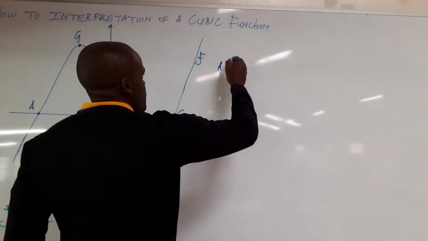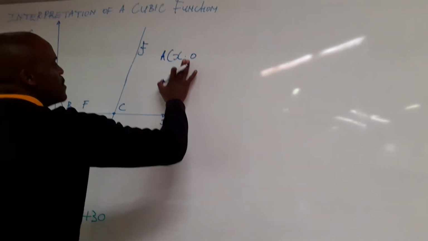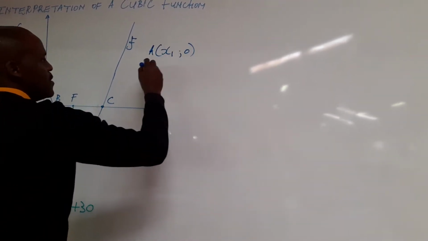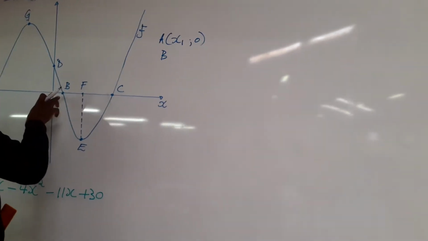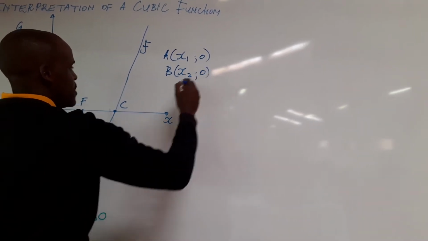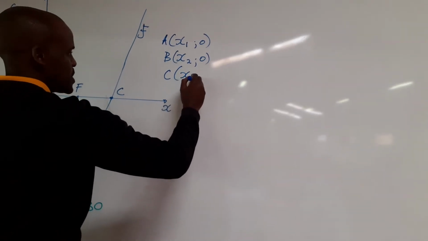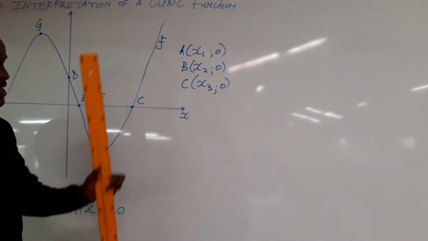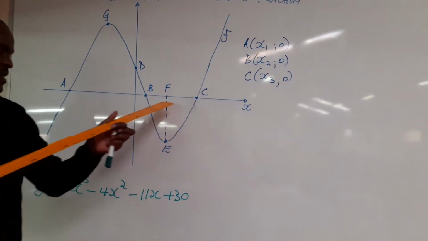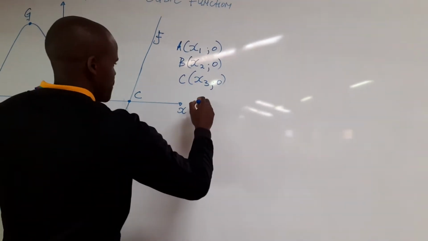Point A is x1, and then we've got point B, that is x2, and then we've got point C, that's our x3. As you can see, I've indicated that y is 0. That means these are our x-intercepts.